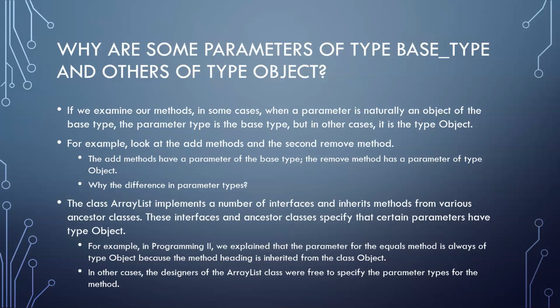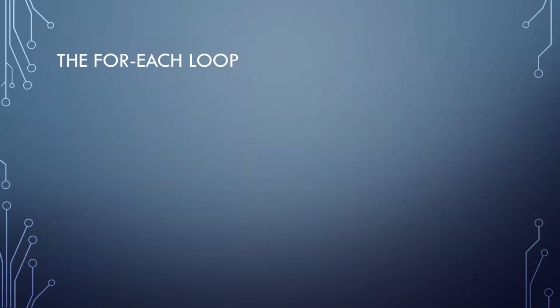So for example, if you recall back in programming 2, we explained that the parameter for the equals method is always of type Object because the method heading is inherited from class Object. Now, in other cases, the designers of the ArrayList class were free to specify the parameter types for the method. But in some cases, of course, it was dictated that it has to be an Object type. So that's why if you look at it and you say, okay, why is this Object and the other one's base type? That's why.